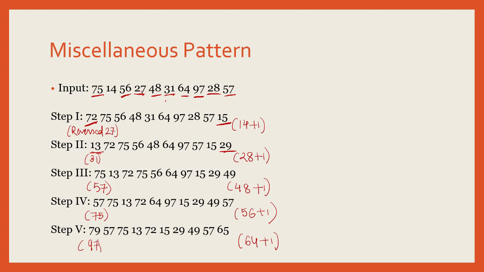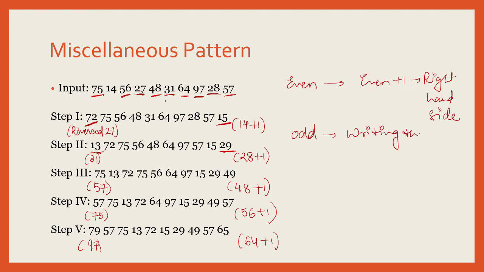So the pattern here was that in the input string, what we were doing with even numbers, we were adding 1 to the even numbers and then placing them on the right hand side. Whereas with the odd numbers, we were writing the number in the reverse manner and then placing it on the left hand side.